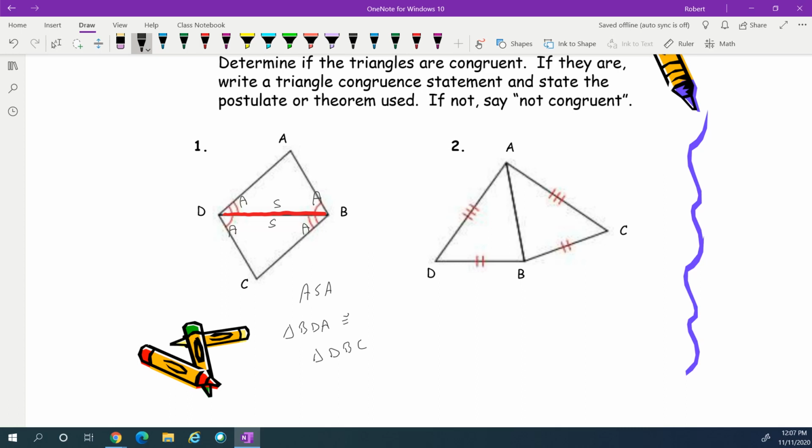In number 2, we have sides match side, side match side, and the shared segment. So side matches side. So this is SSS. Triangle. Again, there's multiple correct ways to write your congruent statement. There's 6 correct ways. Name the first triangle however you want, but the second one has to match. So I chose ADB, which means I have to follow it with ACB.